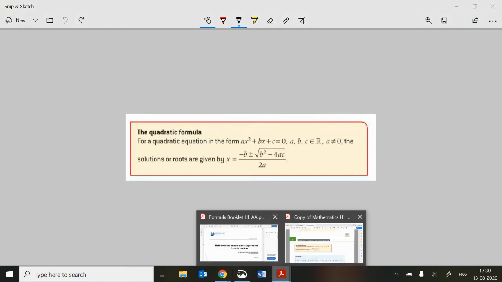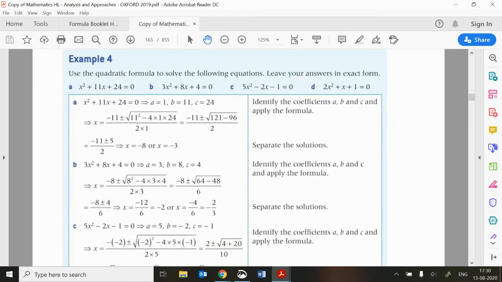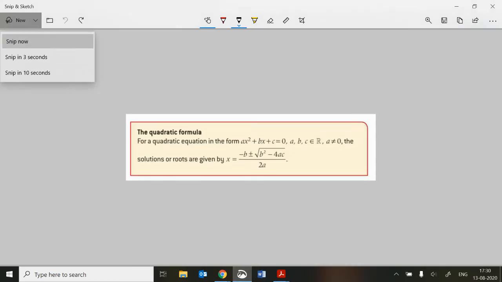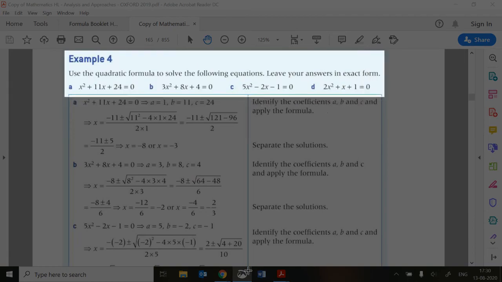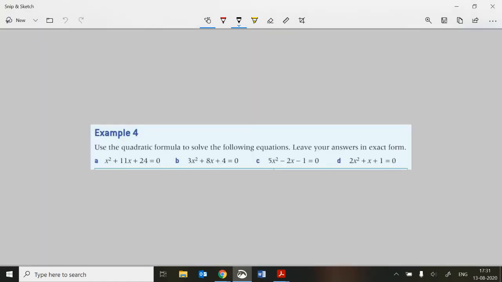Hopefully that's pretty obvious. Okay, so I'm not going to go through all of these ones because they're pretty tedious. And all of your calculators have got the option to do these as well. But I'll just go through perhaps one of these. It says leave your answers in exact form. And obviously, if you haven't seen this before, you really need to get some practice. And so when you're leaving your answers in exact form, we need to leave square roots in the answers. But let's deal with part C here. So we can say that we've got A is equal to 5, B is equal to minus 2, and C is equal to minus 1.